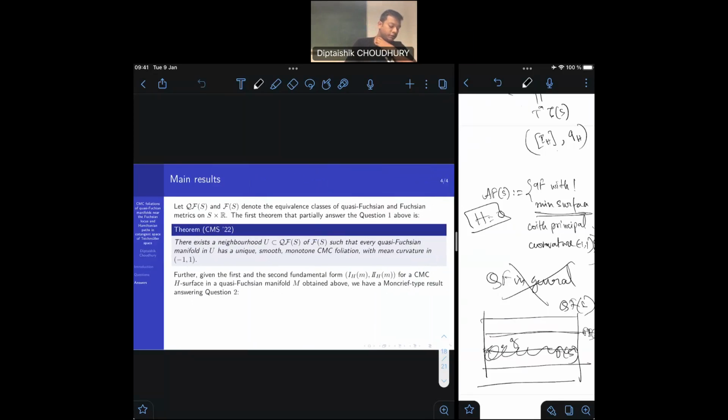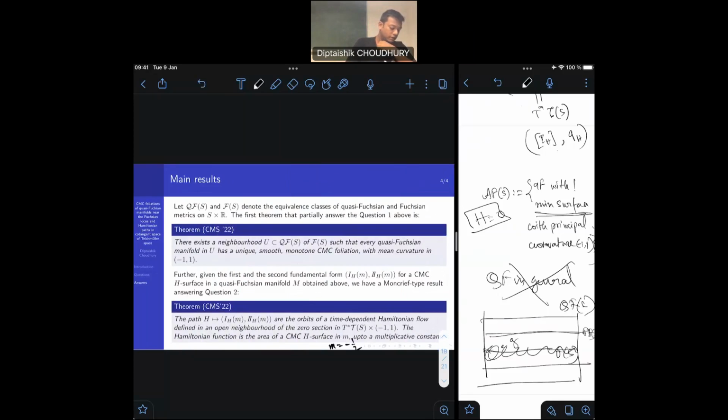Further, you do the same treatment as you take the conformal class and the traceless part of that. What you do now is that this traceless part and the conformal class are orbits of a time-dependent Hamiltonian flow defined in an open neighborhood of the zero section in T*T times -1 and 1. I just wrote I_H and II_H for simplicity in the introduction talk, but essentially we're going to take the conformal class of I_H and the traceless part of II_H and show that it's a Hamiltonian flow, where the Hamiltonian function is given by the area of the CMC H surface multiplied by a multiplicative constant, which is equal to -1/2 in this case.